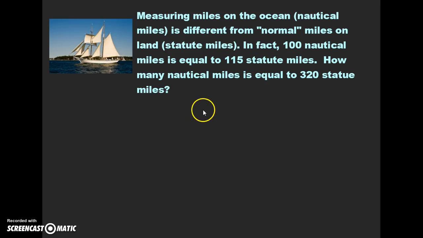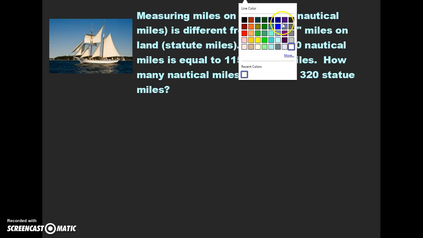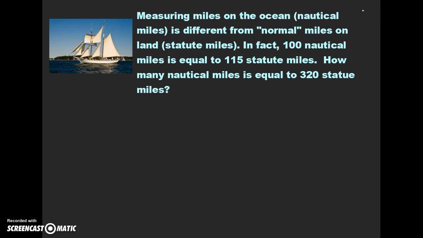Okay, so now our last example here says that measuring miles on the ocean, which are called nautical miles, is different from normal miles on land, which are called statute miles. In fact, 100 nautical miles is equal to 115 statute miles. How many nautical miles is equal to 320 statute miles? Oops, I spelled that wrong. There should be a T there. I didn't know this about miles, did you? Kind of interesting. Okay, maybe not, who knows.